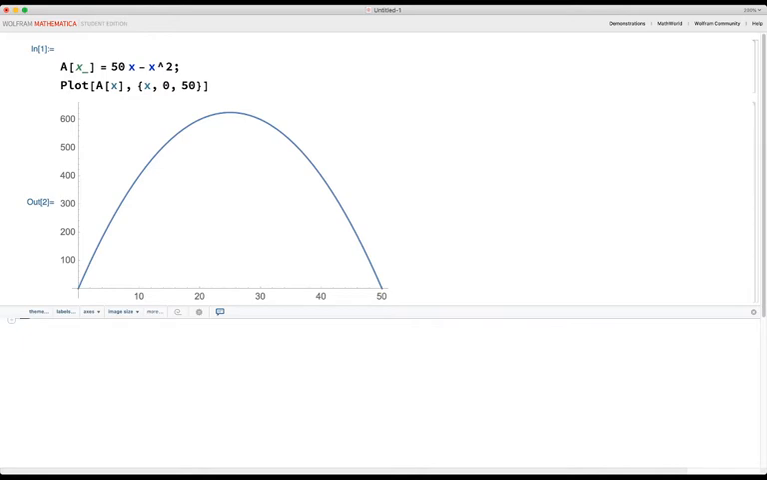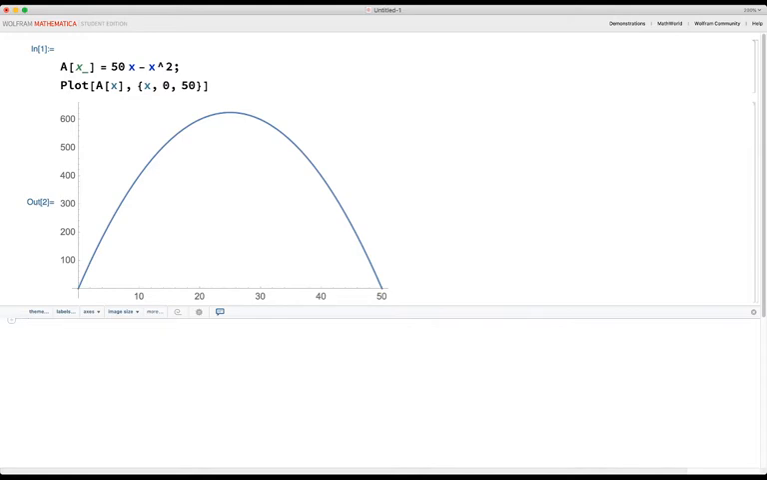Okay, and then the point that we found earlier, the place where the derivative was 0, so this is what we found last time, occurred at x equals 25, and so that would be our maximum up there at the top of the parabola. x equals 25, and then the area would be that squared, which happens to be 625, but okay, great.